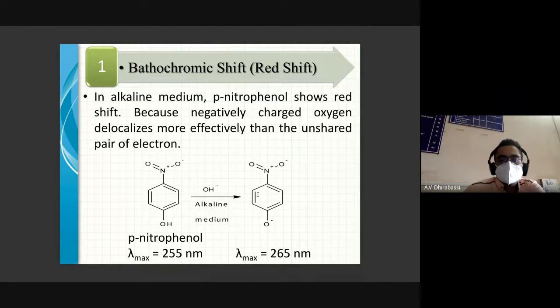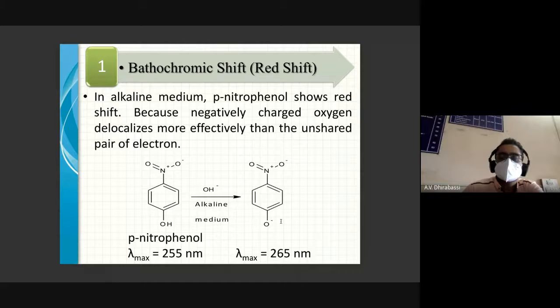Okay, here when we observe, there are two conjugated systems, meaning we can say it is a resonance structure. After proton abstraction, after deprotonation of paranitrophenol, we get this type of compound. Its wavelength is 265 nanometers because it is strongly donating electrons. That's why its absorption takes place at a higher wavelength, because the negatively charged oxygen is delocalized in the conjugation.